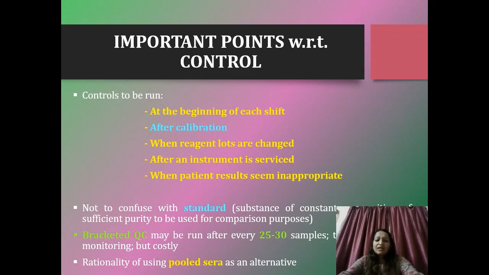In some cases, bracketed QC may be run after every 25 to 30 samples, but this is really not feasible because it is costly. Sometimes when commercial controls are not available, then pooled sera may be used as an alternative, but there are health issues to consider. The pooled sera must be tested just like commercial controls are, but with pooled sera usually they are pooled from patient samples directly. So in some cases when controls are not available, we can go for that.